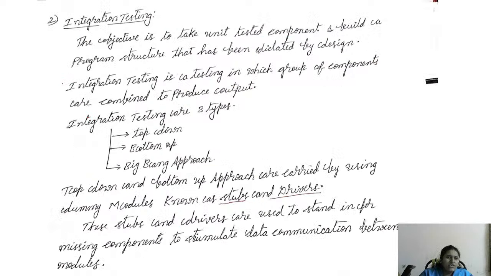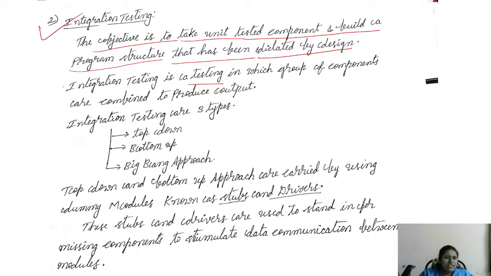Next one is integration testing. The objective of integration testing is to take unit tested components and build a program structure that has been dictated by design. After doing the unit testing, all the unit tested components we have to take and build a program structure that has been dictated by design.